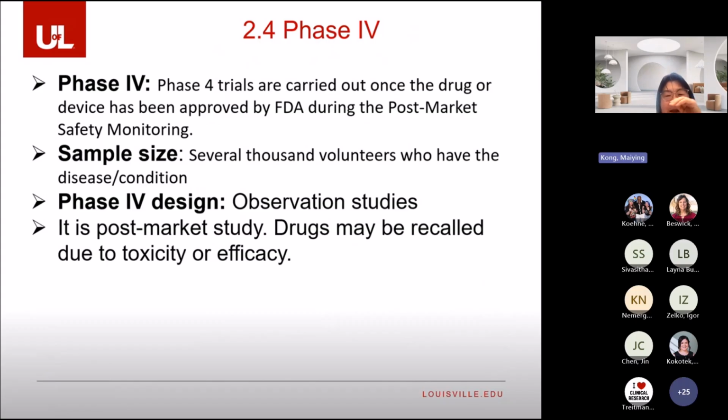As mentioned, phase 4 is after the drug has been approved by the FDA. It is an observational study. It is post-market safety monitoring. Sample size is usually several thousand volunteers who have the disease condition. And it is a post-market study. A drug may be recalled due to toxicity or efficacy.